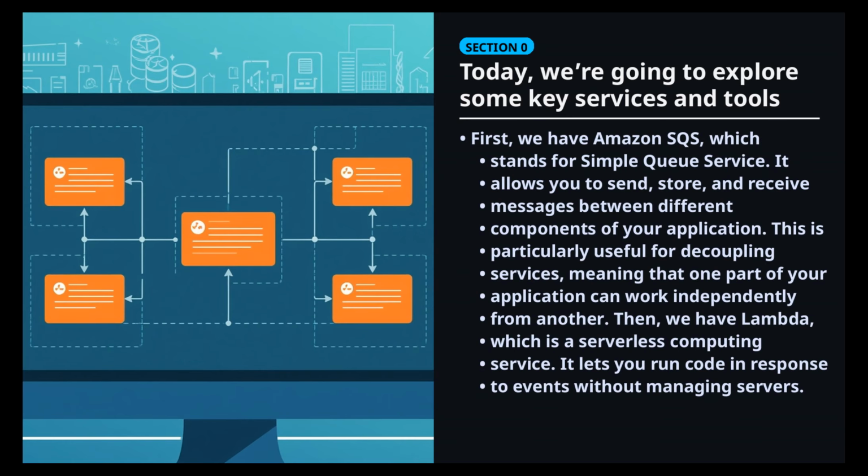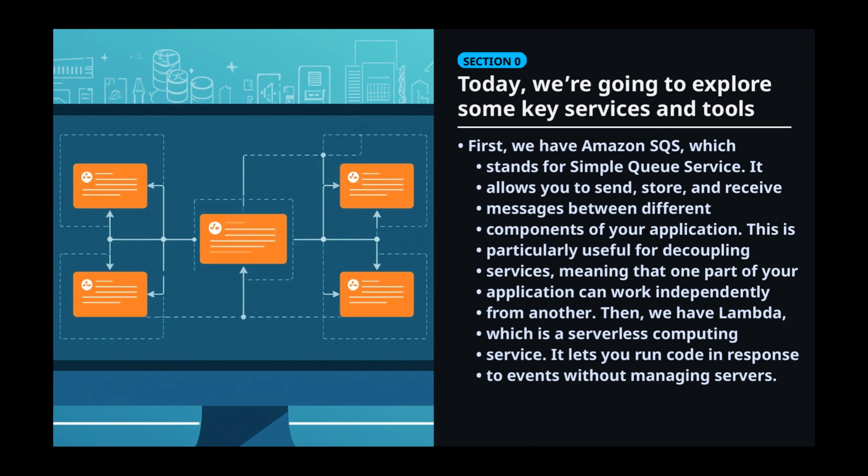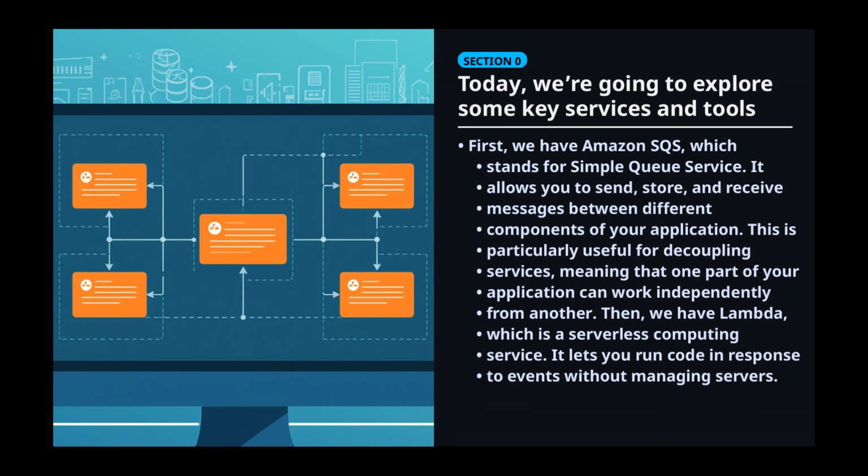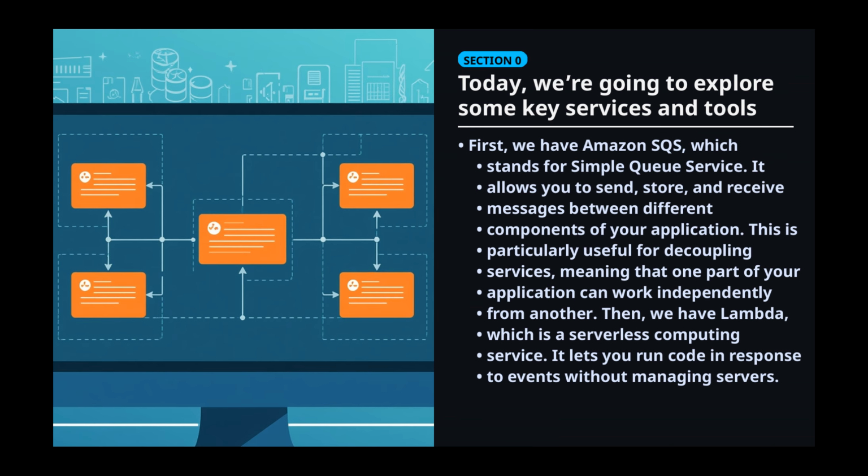First, we have Amazon SQS, which stands for Simple Queue Service. It allows you to send, store, and receive messages between different components of your application. This is particularly useful for decoupling services, meaning that one part of your application can work independently from another.